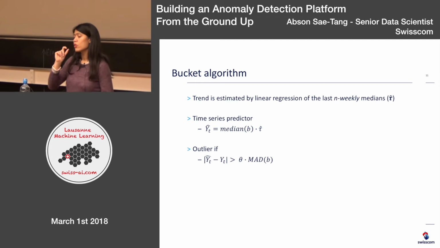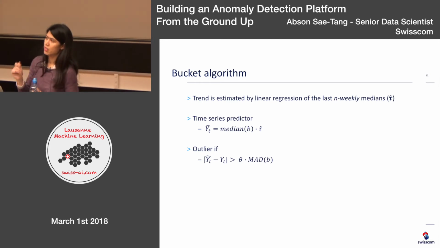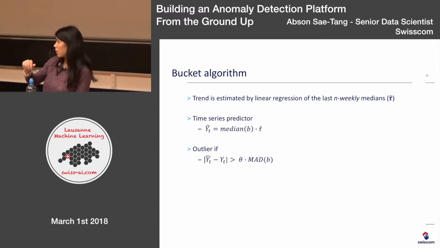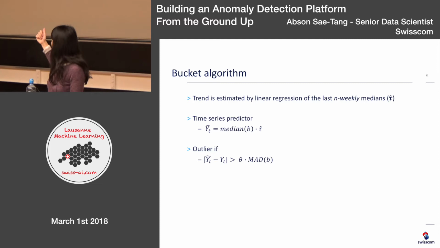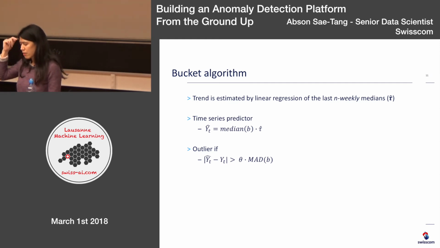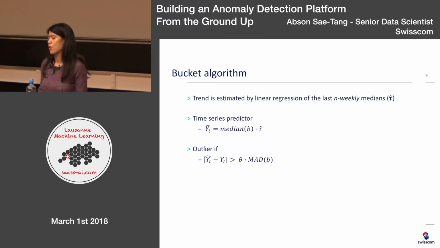To estimate the trend of the time series, we simply do a linear regression over the n past weekly medians, and the time series predictor is basically just the median of the bucket times the trend factor. The data point will be classified as an outlier if the difference to the prediction is bigger than some threshold times MAD. So MAD, mean absolute deviation, is basically a robust estimator of the scale of your distribution.